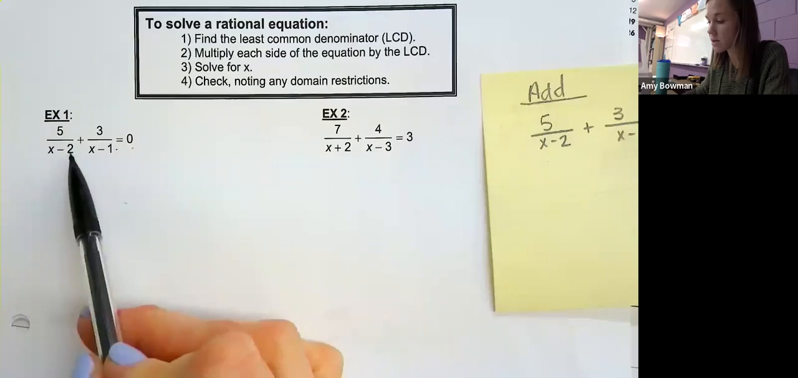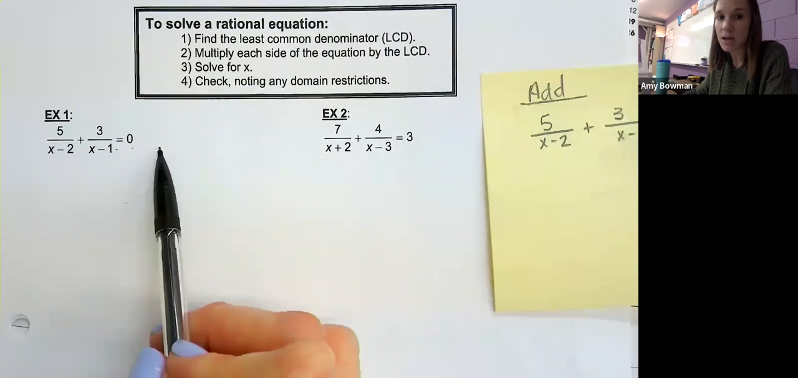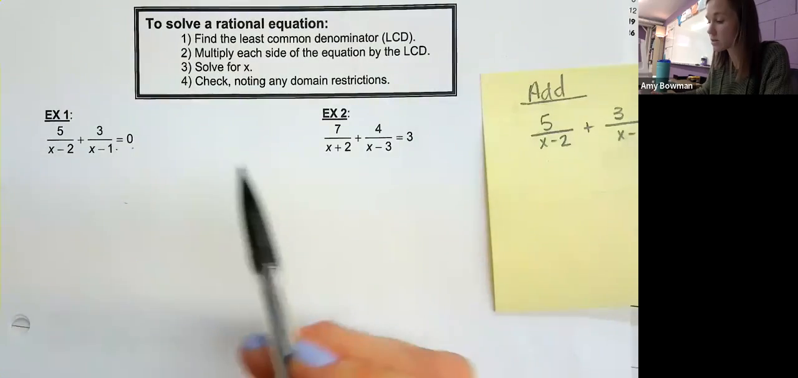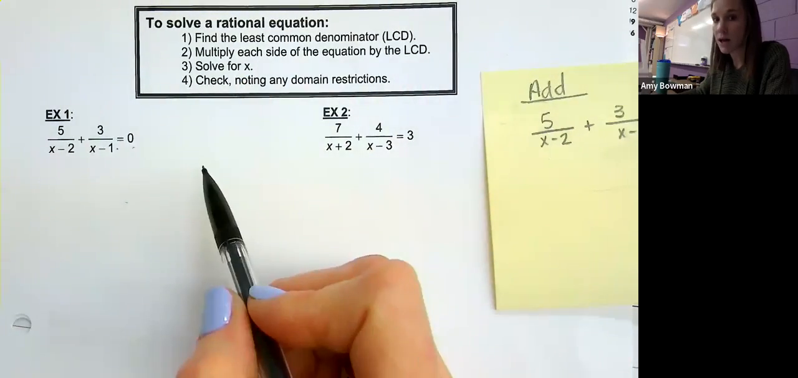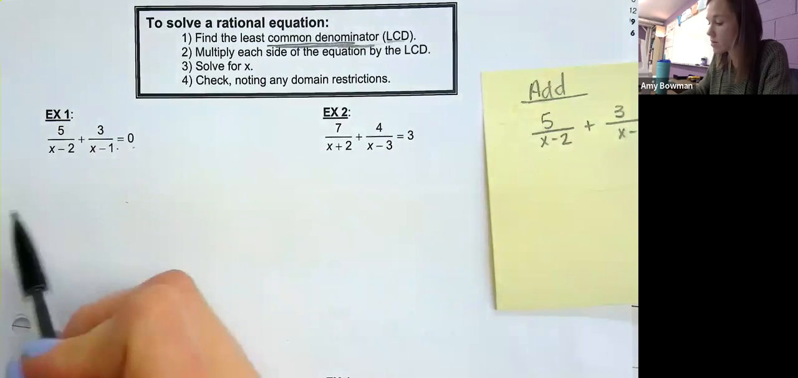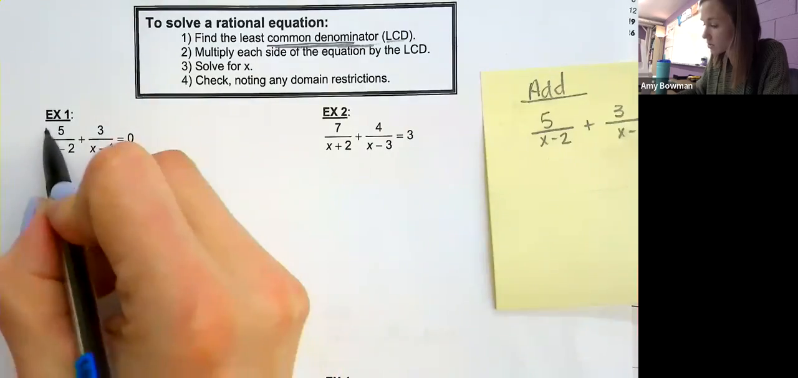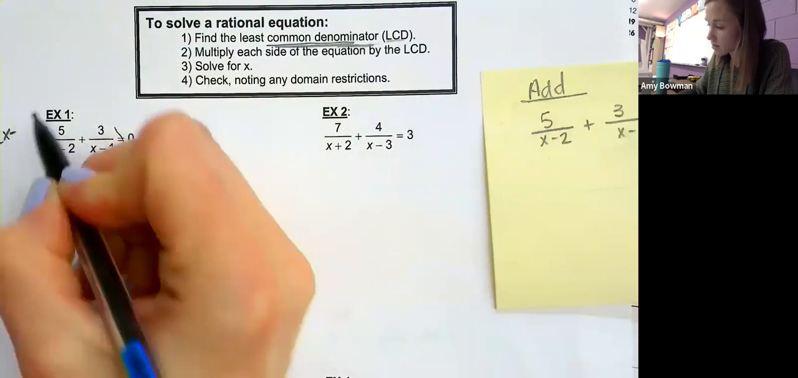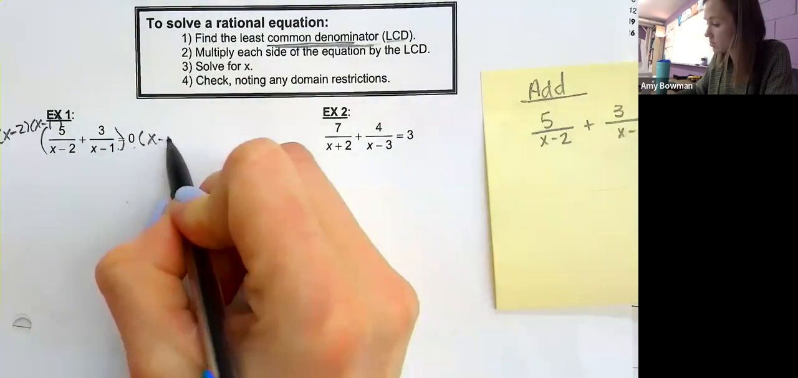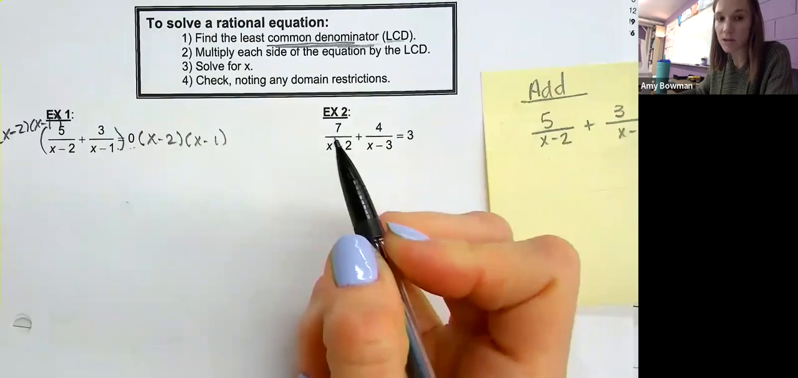So same thing, if I want to eliminate this fraction with a denominator of x minus 2, I'm going to multiply every single thing by x minus 2. And if I want to eliminate this one with the denominator of x minus 1, I'm going to multiply everything by x minus 1. In other words, we're multiplying both sides by the common denominator, or the least common denominator. So the common denominator is this product, x minus 2 times x minus 1. So I'm going to multiply this side by that product, and then I'm going to multiply the right side by x minus 2 times x minus 1, which obviously when I multiply that by 0, it's just going to be 0 still on the right-hand side.